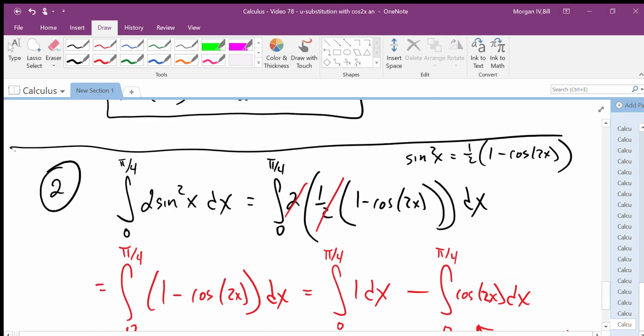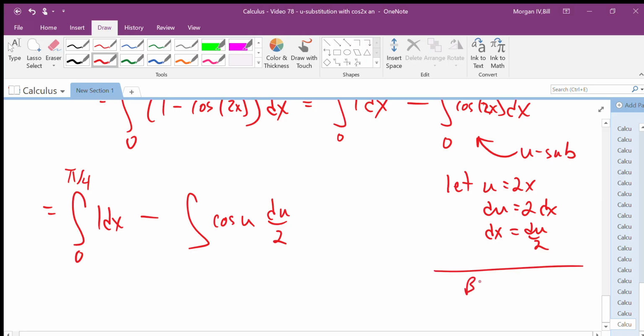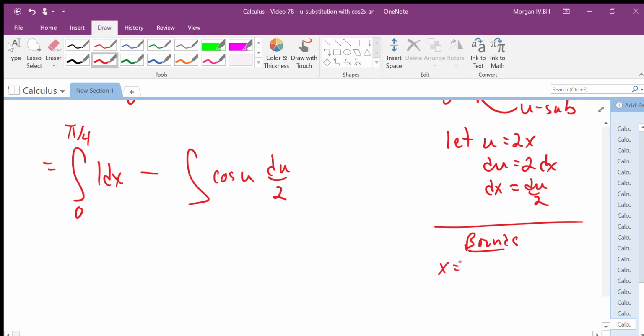Okay, my bounds are going to change. I didn't have bounds last time, this time I do. So my old bounds were 0 to pi over 4. So when x was pi over 4, now u will be twice that, or pi over 2. And when x is 0, my lower bound, u will be twice that, which is still 0. So that's only going to go on the ones I'm doing the u substitution for. So I'm going to go from 0 to pi over 2 on these bounds here, because that's in terms of u, whereas the first integral stays in terms of x and is going to keep the x bounds.